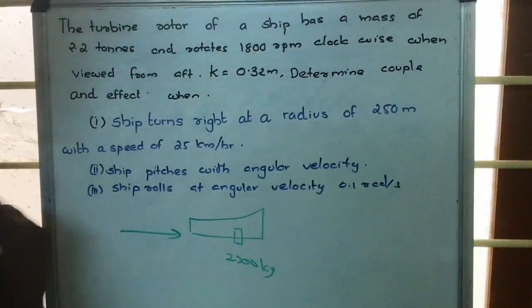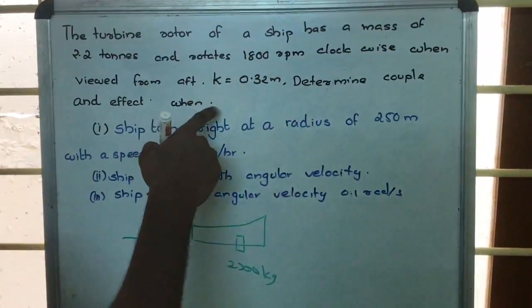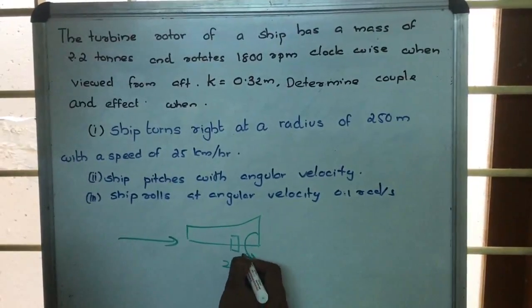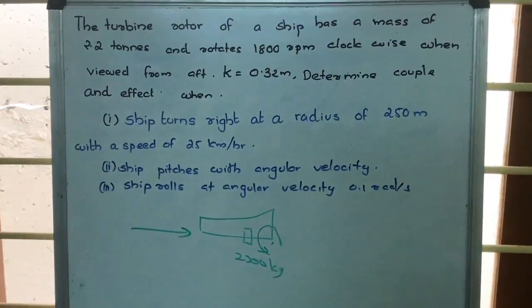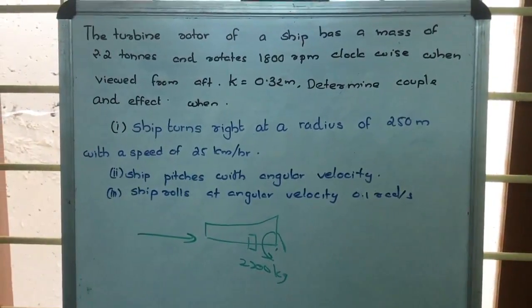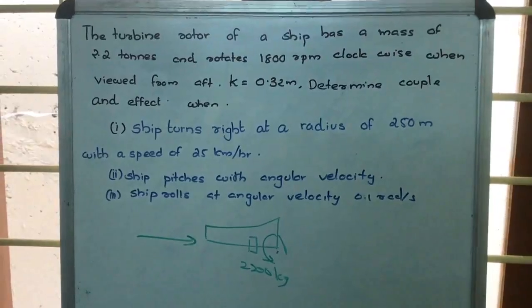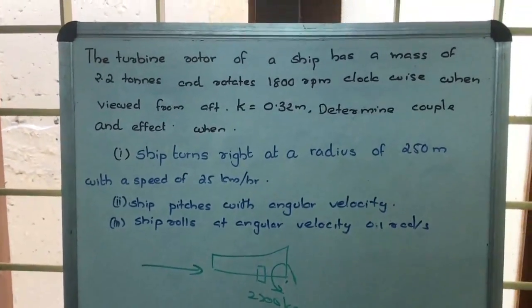That is, when viewed from the rear end, it is rotating at this rpm, and it is in the clockwise direction, that is in this direction. So it's in the clockwise direction. Now its radius of gyration k is 0.32 meter, it's given, and we are asked to find the couple and effect.